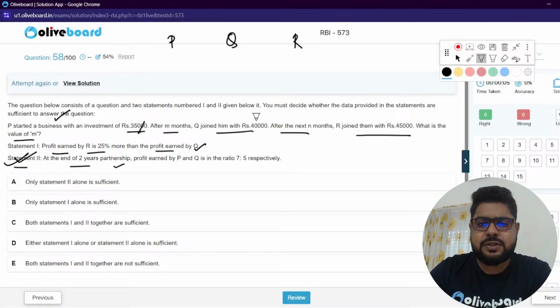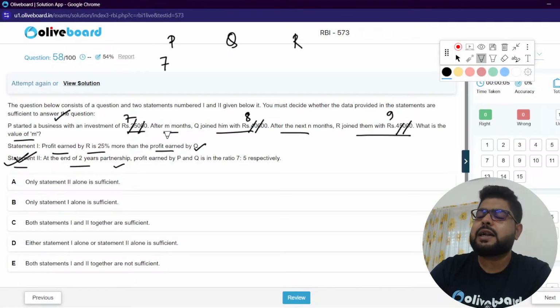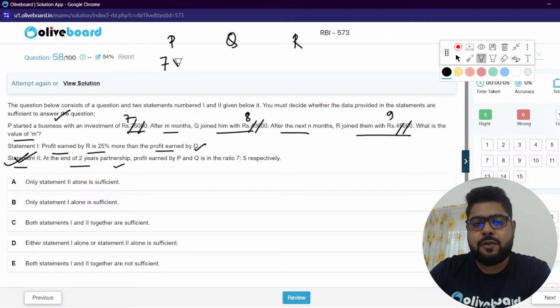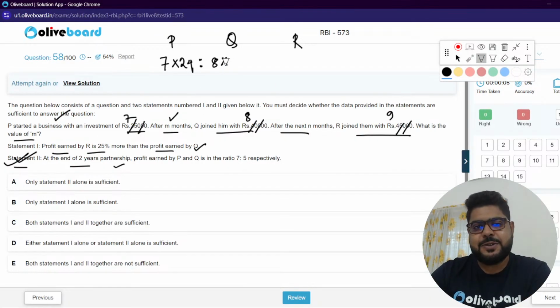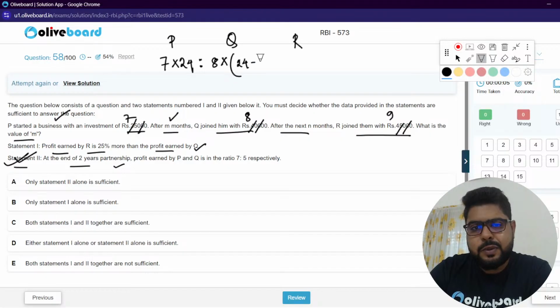35,000, so the three zeros at least cancel out here. And the investments are 7, 8, 9. So 7 rupees started for how many months? 24 months for P. And Q? 8 rupees for how many months? After M months Q joined, so it is 24 minus M months.